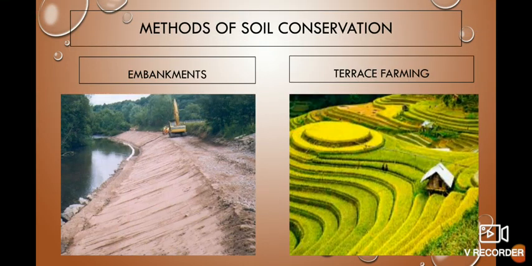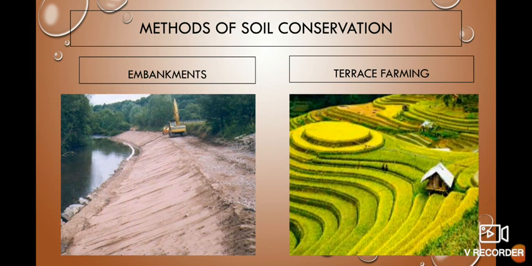Similarly, if you see soil erosion due to flooded rivers, what can we do to prevent it? We can build embankments. The banks, the boundaries of the rivers, can be raised by putting more soil on them, so that even if there is a flood, the water only flows in the river and does not cross and come out to erode the soil.